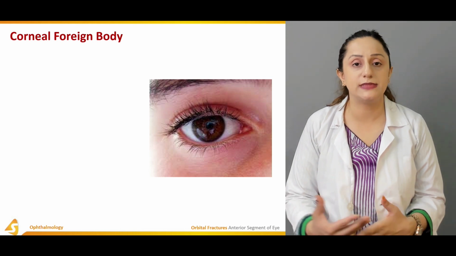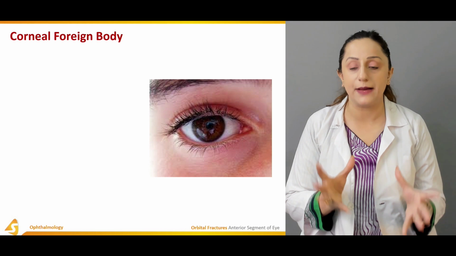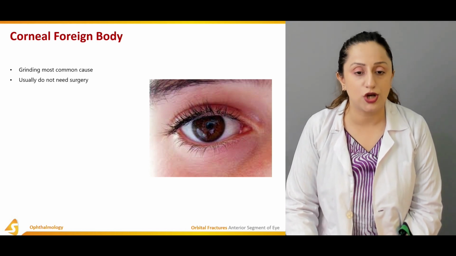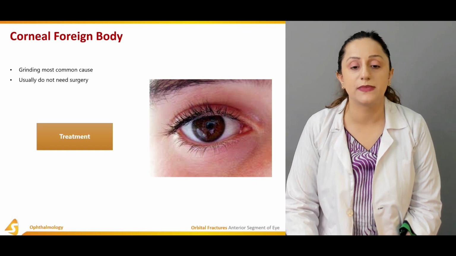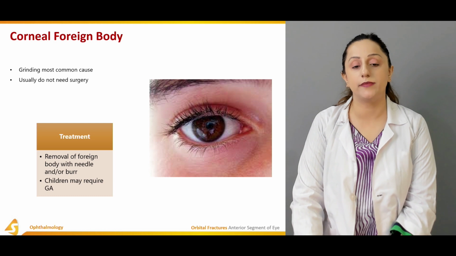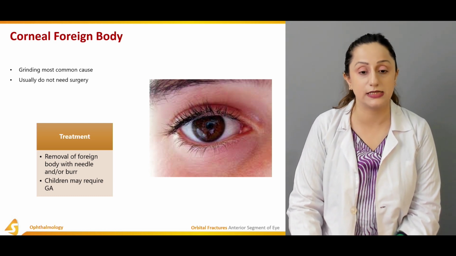Usually you're going to perform the slit lamp examination, and performing the complete detailed examination would reveal a lot of factors. Grinding is the most common cause. Usually they do not need surgery. The treatment would include the removal of the foreign body with a needle or burr, and children may require a general anesthesia in this particular case.